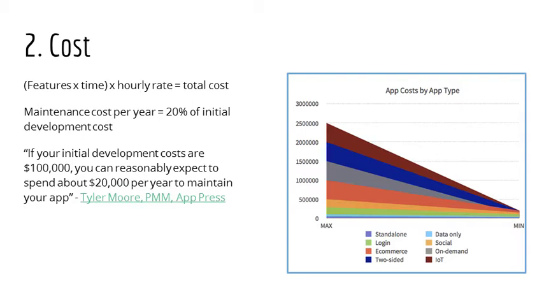Now, one mistake that a lot of organizations make is they obsess over just the initial creation and setup costs, and they totally ignore the maintenance costs. As Tyler Moore says here, maintenance is typically about 20% of your initial development spend. So this is something you need to keep in mind when you consider the costs for app development. You need to factor in how complex the app is, how much you're paying for development time, and importantly, how much it will cost you to maintain this app in the long run.